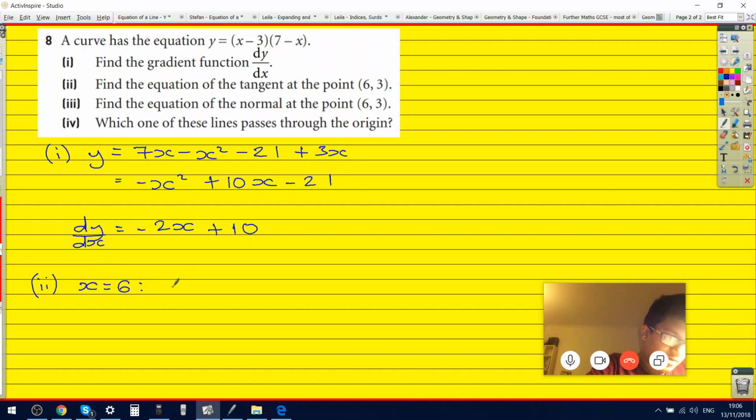Right, okay, so find the equation. If we sub in 6 there, we'd have minus 6 in a bracket squared plus 10 times 6. So that would get you y, which they told us is 3. How would we go about getting the equation of the tangent?